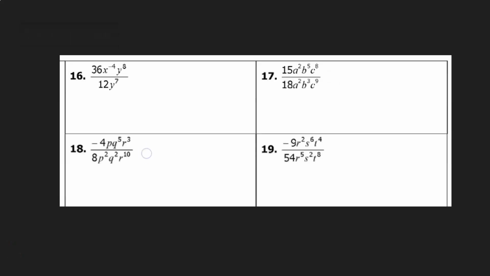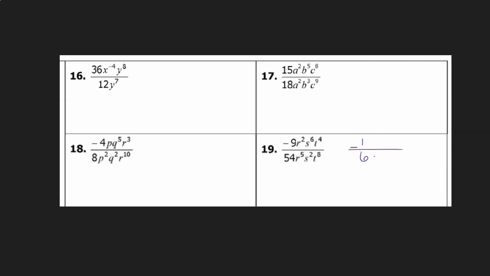Okay, I'm back. So let's look at number 19. 19 says negative 9/54, and I'm back with the red ink again. So let's reduce that to negative 1/6. We may not leave that one there.